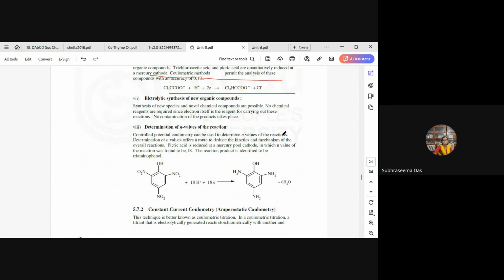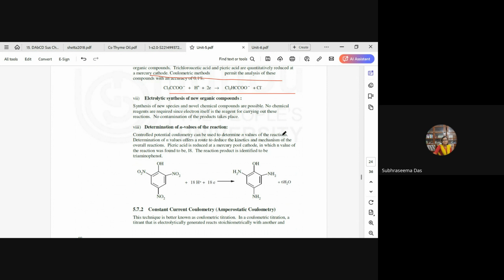Then electrolytic synthesis of new compounds. Even new chemical compounds can be synthesized. No chemical reagents are needed because the electrons can carry out the reaction as the reagent. Even no contamination occurs by this process.